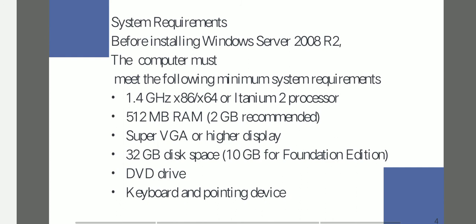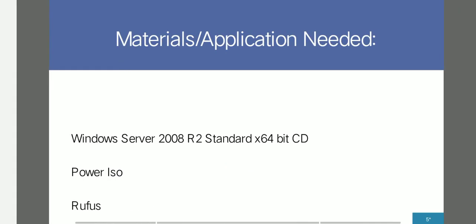Other server system requirements: if you're running the server on an Itanium-based system, you'll need to meet certain hardware requirements. Your system must have an Intel Itanium 2 processor and more disk space available. Materials or applications needed are the Windows Server 2008 R2 Standard 64-bit CD, Power ISO, and Rufus.